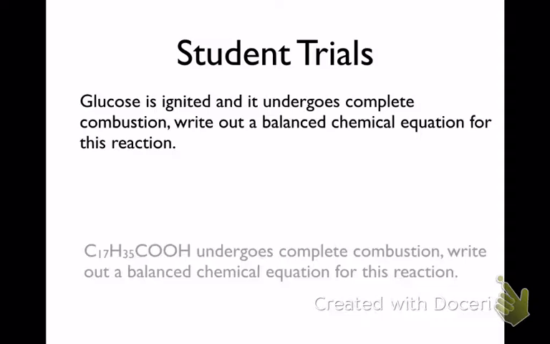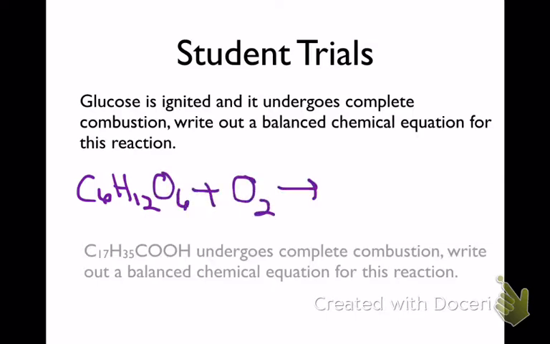The first one, we're going to take some glucose, sugar produced by plants, and it says it's going to undergo complete combustion. Well, glucose, if you look it up, its formula is C6H12O6. We're told that this is going to get ignited, so there must be oxygen present, otherwise it wouldn't burn, so you have to know to put oxygen in as one of your reactants. And since they said it was complete, and I've got a hydrocarbon burning, I'm only going to get CO2 and water. And there's my skeleton equation.